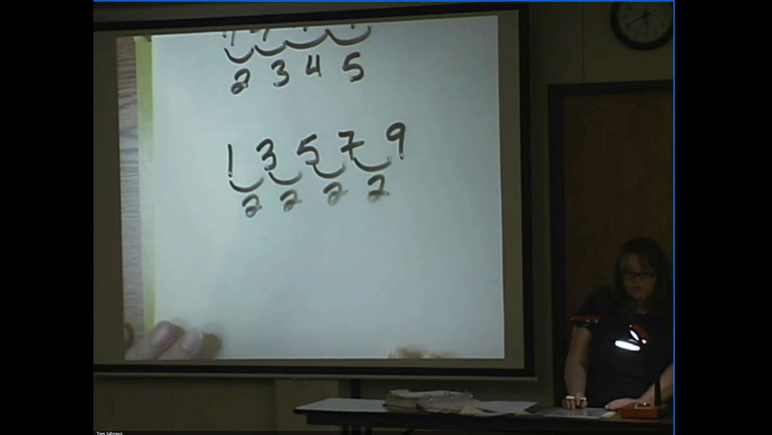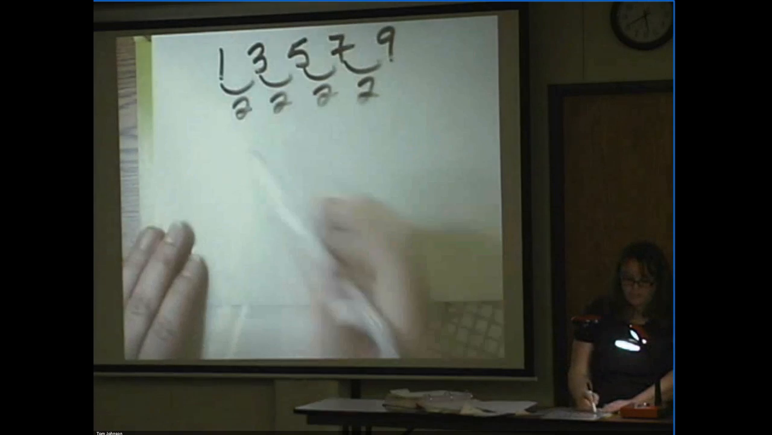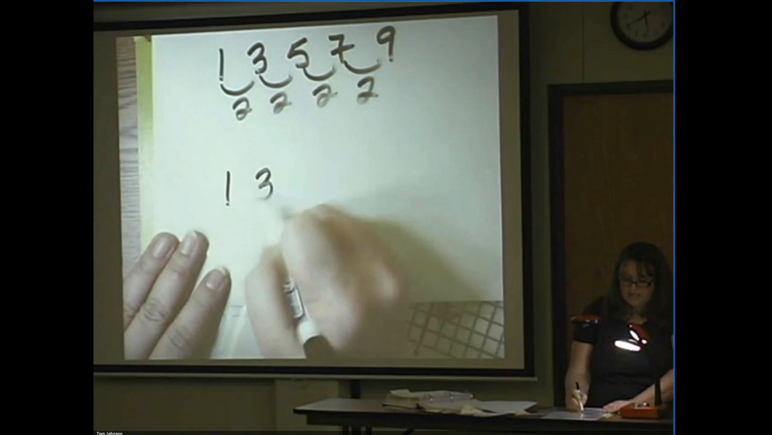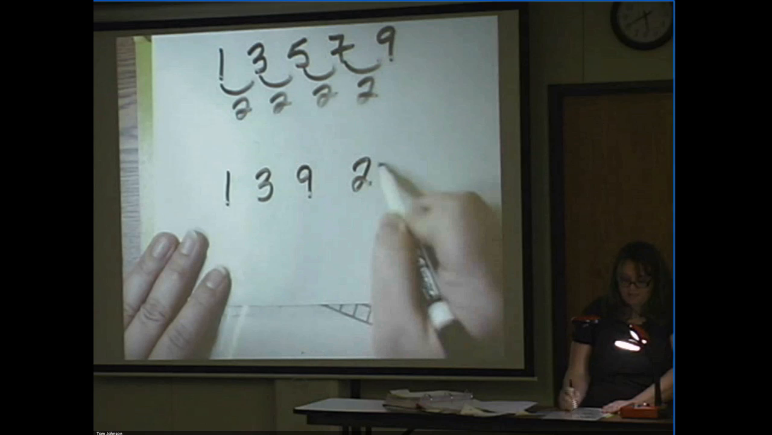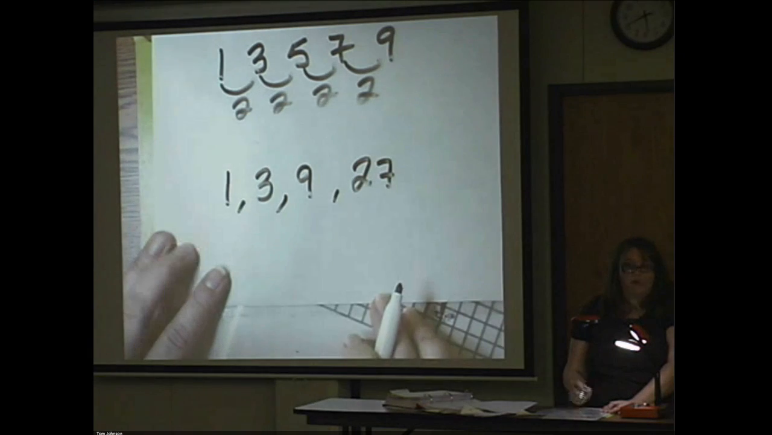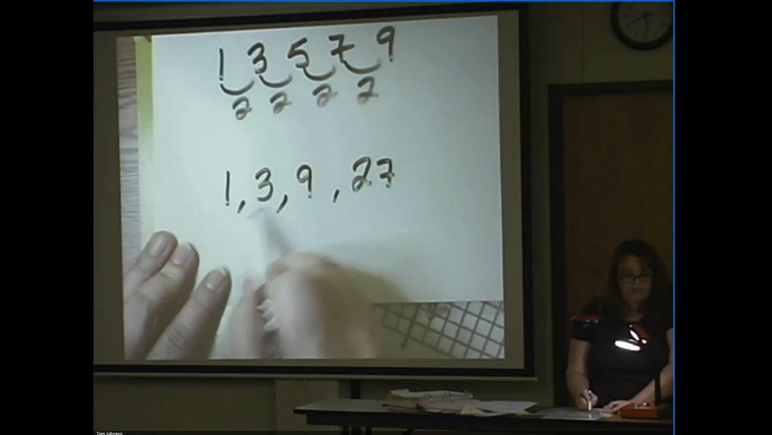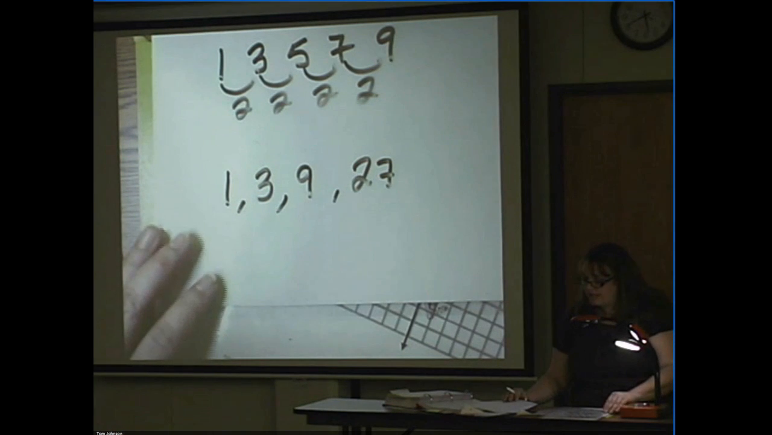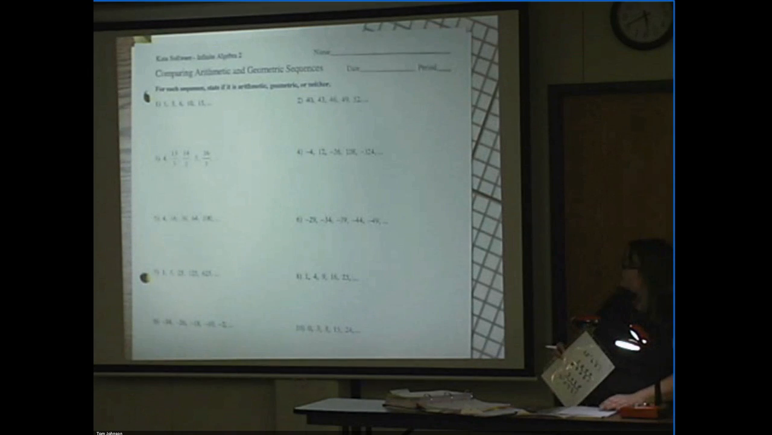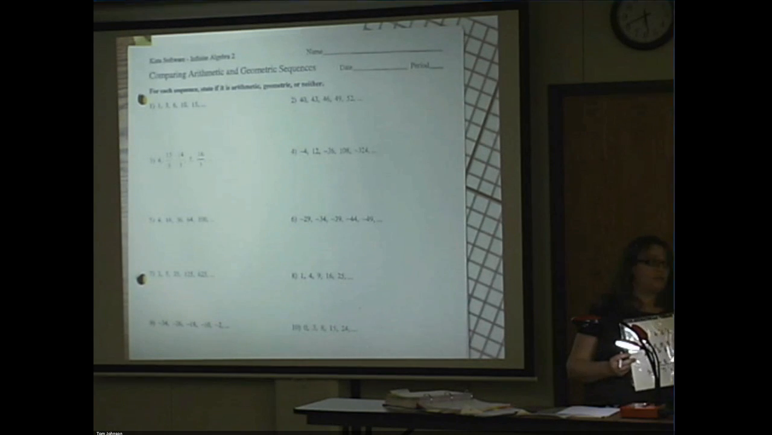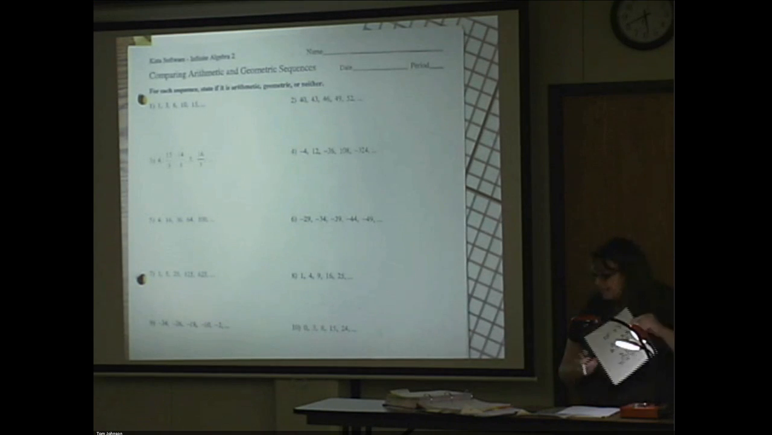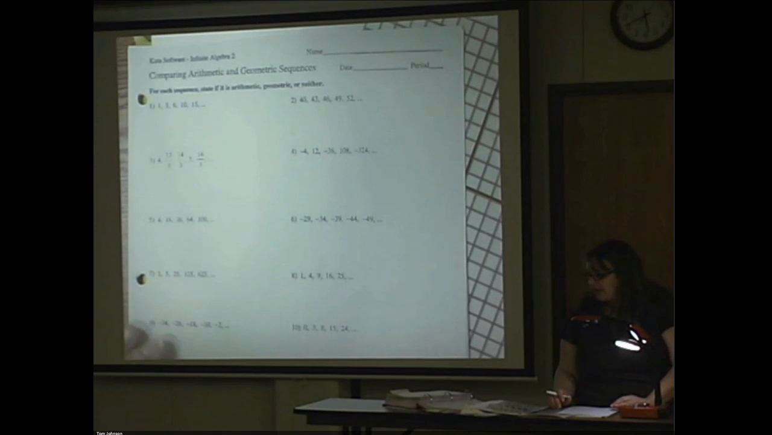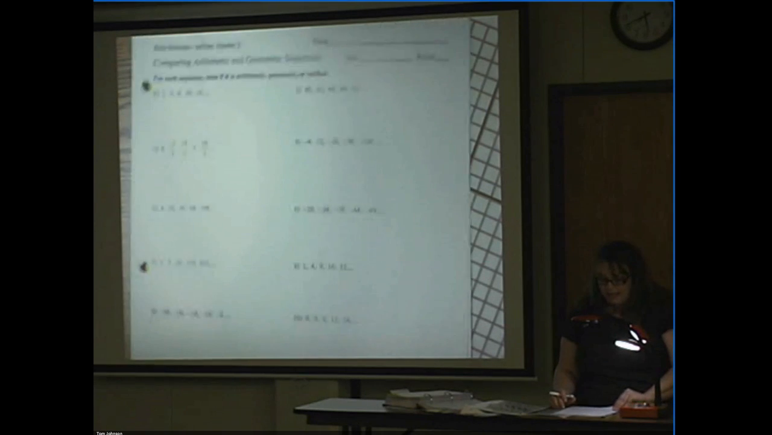And it's not geometric because in order for it to be geometric, it would need to be something like 1, 3, 9, 27, where we're multiplying by 3, multiplying by 3, multiplying by 3. Okay? So let's go ahead and look at number 2. Number 2 is 40, 43, 46, 49, 52. What do you think? Yes? It's arithmetic.